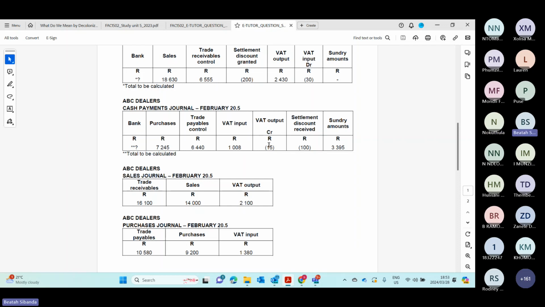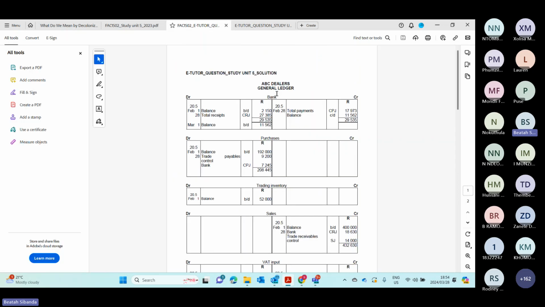Okay, so now we have to credit output tax to adjust for this amount that we are not paying anymore. And then the sundry would be any other thing that we purchased for cash. So again, if you take the total of this, it's going to give you the total cash that went out of the account. I'm just going to switch to another screen.